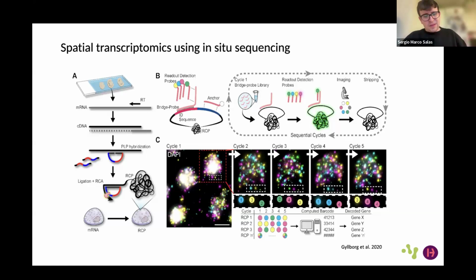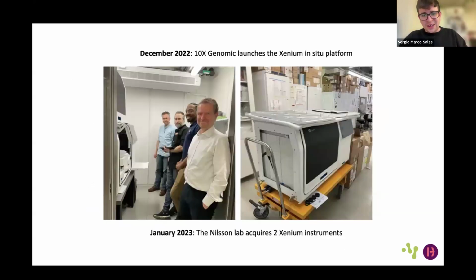Fortunately, the startup that came out from the lab got acquired by Next Xenomics, and based on this technology, they managed to create the Xenium platform, which is currently a machine, which is what you can see in this photo. This was commercialized in December 2022, and in January, the Nilsson lab acquired 2 Xenium instruments, and you can see them in the photo. They are quite large instruments, but these devices enable you to generate molecular maps of tissues with subcellular resolution and for a selected set of genes. This is basically an improvement of the in situ sequencing technology.